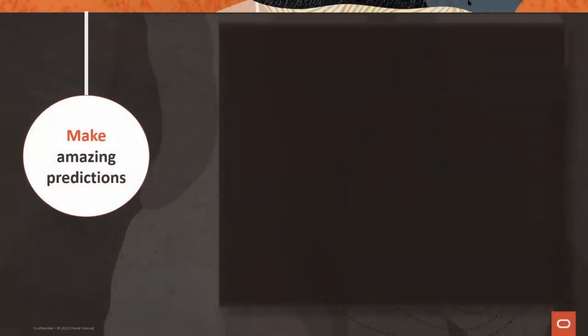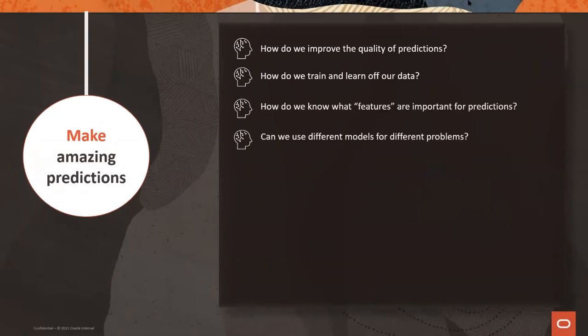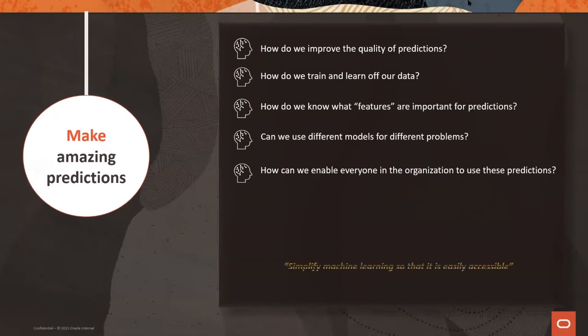The other really interesting thing here is, if you're all thinking about how you are actually making predictions, what we're trying to do is not only make predictions, but enable organizations to think about predictions without making data scientists out of all of them, right? So we're answering questions like, how do you improve the quality of your predictions? How do you train and learn off your current data? And how do you know what is important for predictions? How can we use different models for predictions? And how do we enable everyone in the organization to use these predictions?